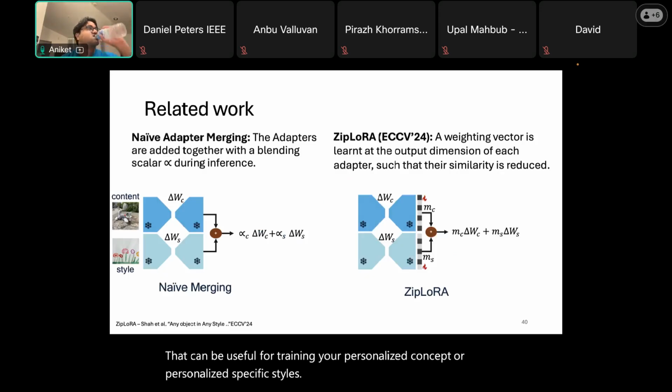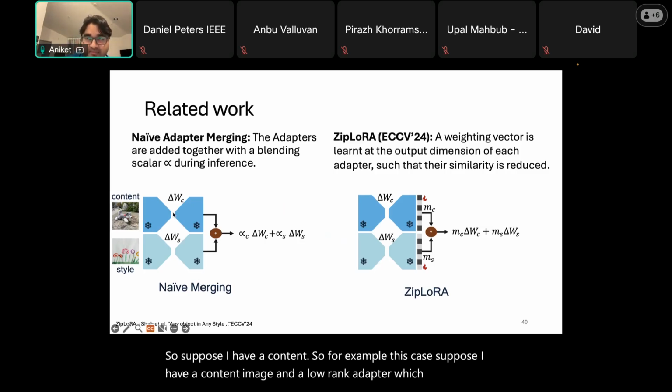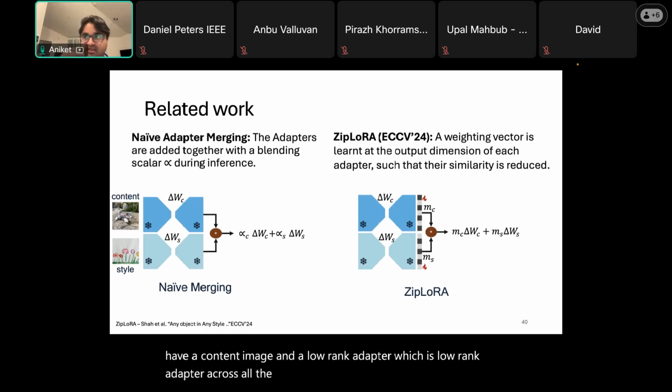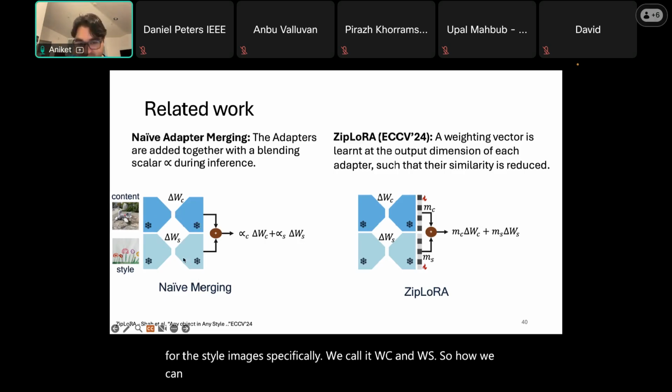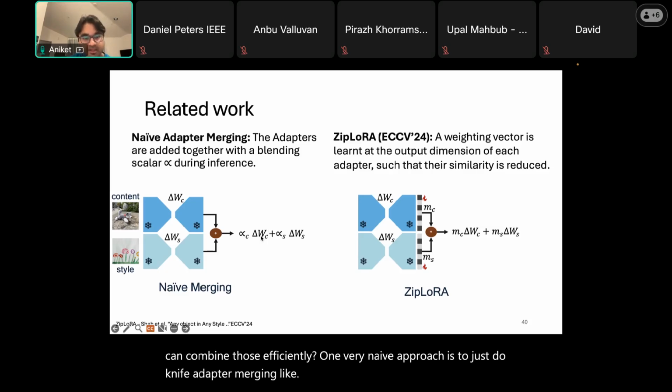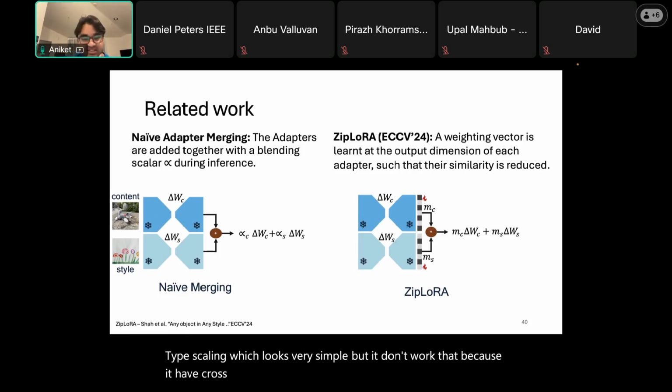Now in this context, there is some related work. Suppose I have a content image and a low rank adapter across all the SDXL layers. Suppose there is a low rank adapter trained specifically for the content images, and a low rank adapter trained specifically for the style images. We call them WC and WS. How can we combine those efficiently? One very naive approach is naive adapter merging, like naive scaling, which looks very simple, but it won't work because it has cross concept interference.